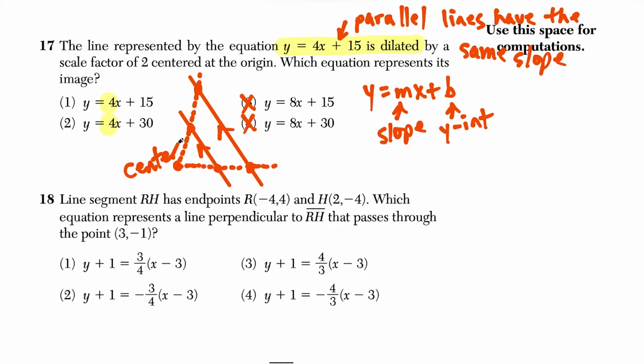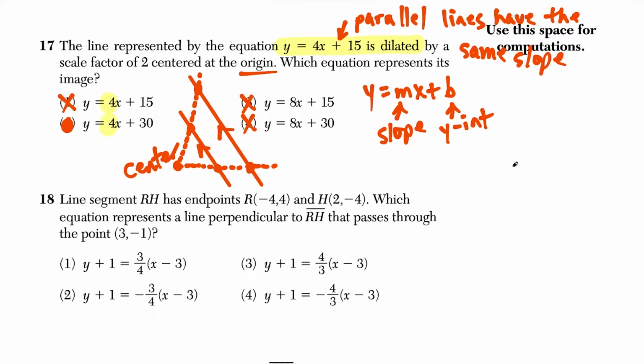And now notice that when our line is not on the center, we are going to get a different line when we dilate. So that means that the new line can't be the same line as the original here, because y equals 4x plus 15 is not at the origin. Okay, it's not going to pass through the origin. So that's how I know choice 1 is out and choice 2 has to be our answer.